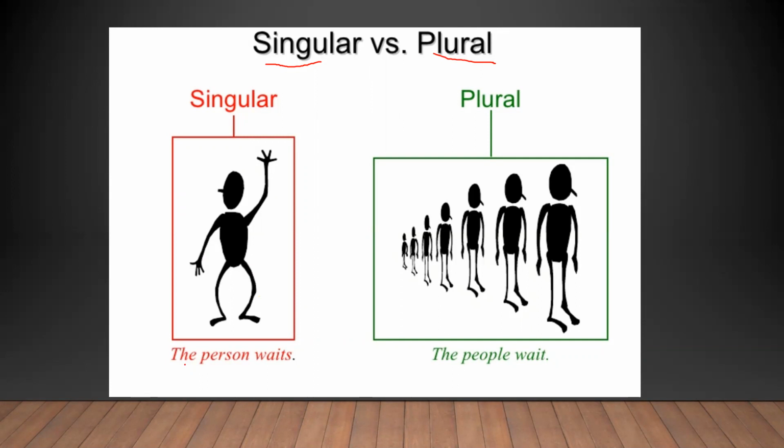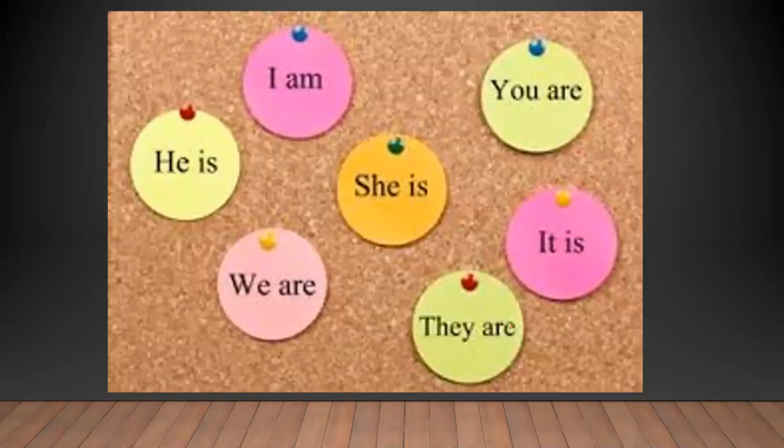So here we can see that the person waits. This is a singular verb. And the people, the subject is plural, so a plural verb. I am, he is, we are, she is, you are. So I, he, she, these are what? These are the singular subjects. Whereas we, they, you, these are the plural subjects. So we will be seeing what and when we are using the plural verb.